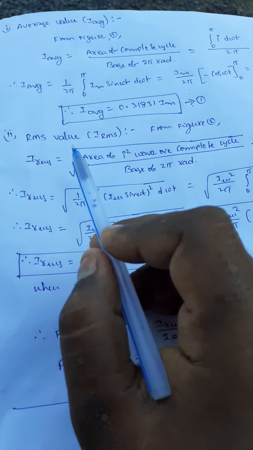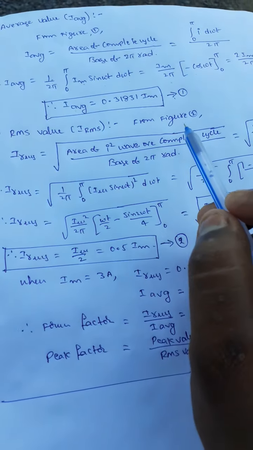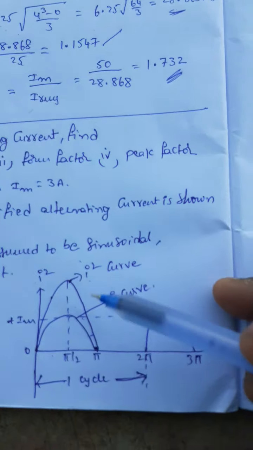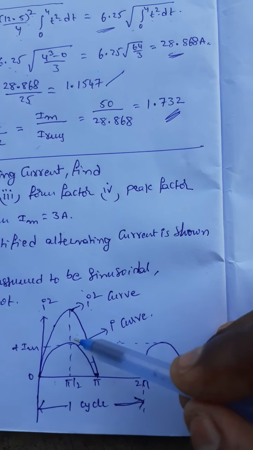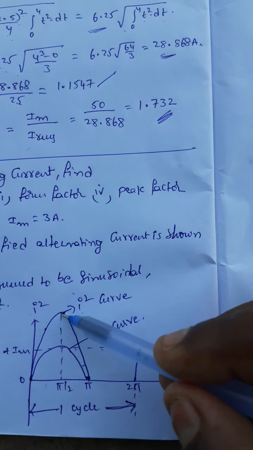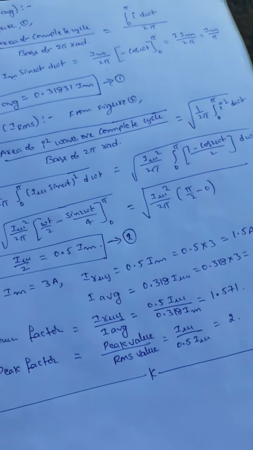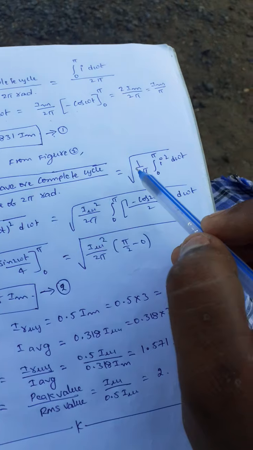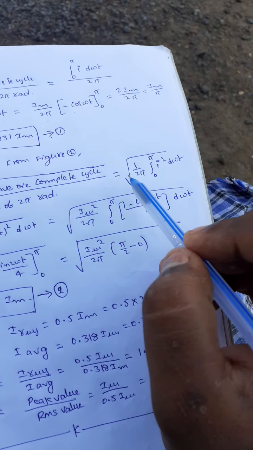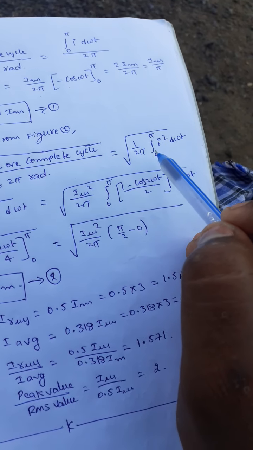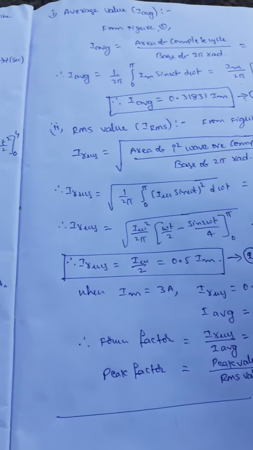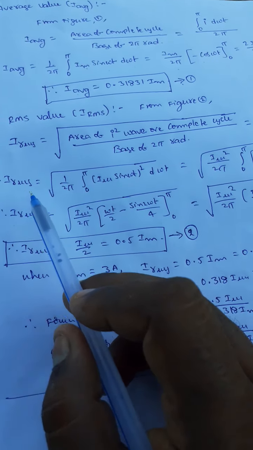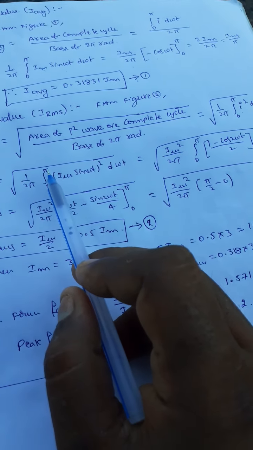Next we have to find the RMS value. From figure 2, we take this figure. This is the I curve, the current curve. This is the current squared, I square curve. So the area of the I square wave over one complete cycle divided by the base of 2 pi radians. That is, IRMS is equal to the square root of 1 by 2 pi into integration between 0 and 2 pi of I square d omega t.